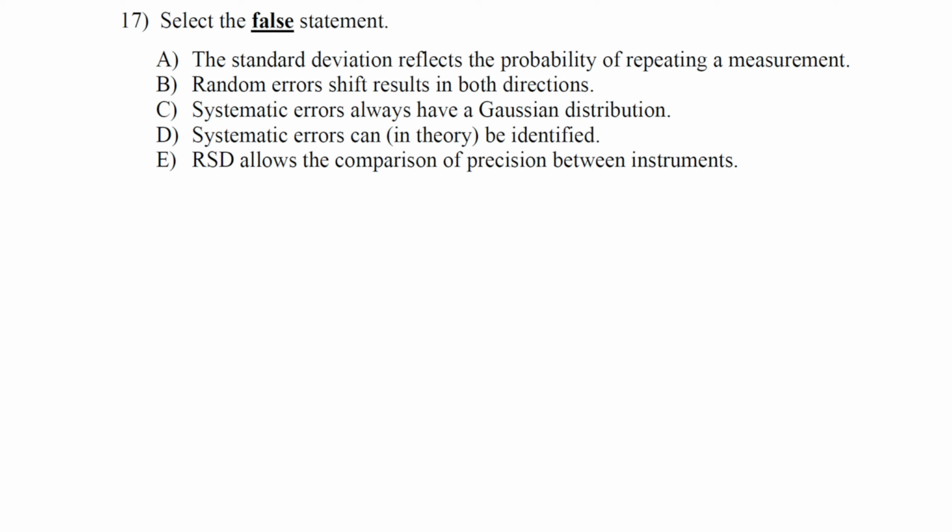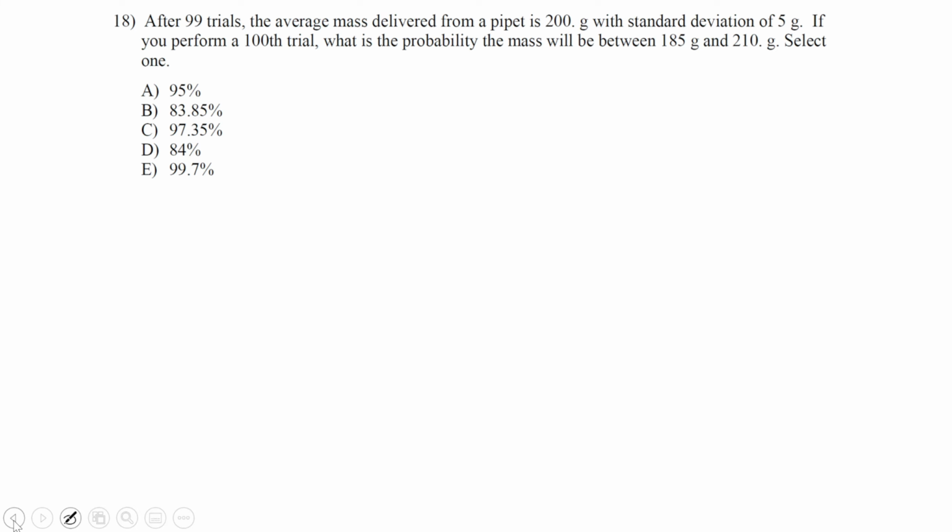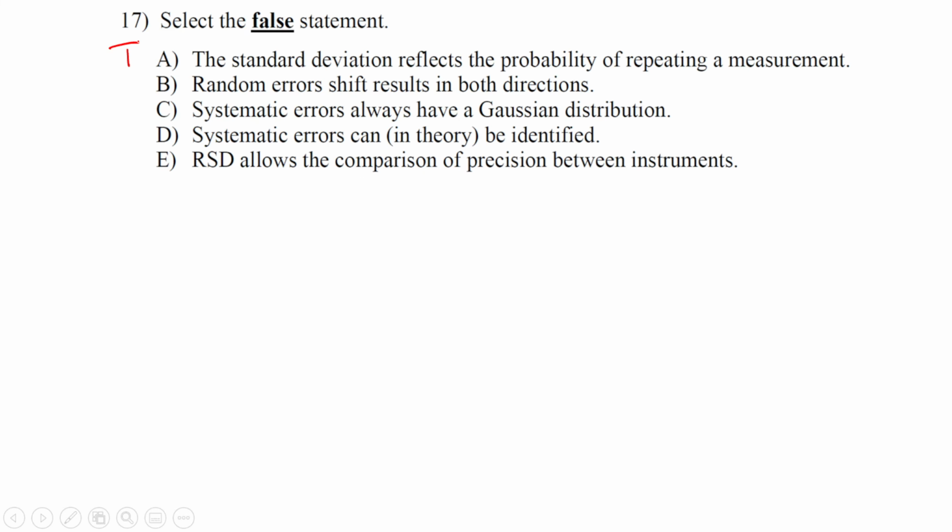17. Select the false statement. The standard deviation reflects the probability of repeating a measurement. That is true, right? That's exactly what standard deviation does. Random errors shift the results in both directions. Well, that's true, right? It shifts them in both directions. Systematic errors always have a Gaussian distribution. Ooh, that is false, right? Random errors do that. Systematic errors, in theory, can be identified. Absolutely true, right? That's our assumption. We're identifying them. RSD allows the comparison of precision between instruments. Yes, that is true. So the false statement is C.